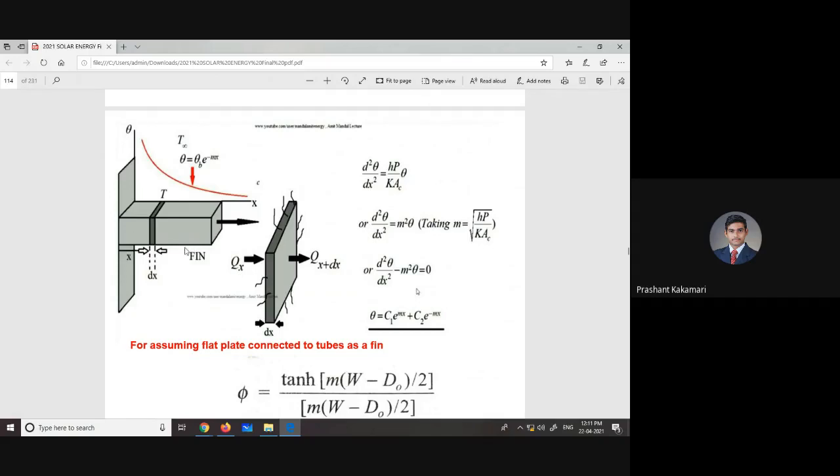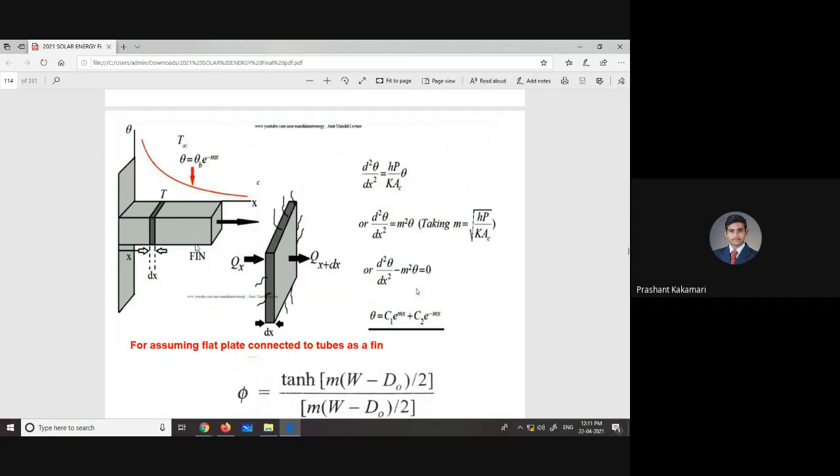With this fin, at the underside or the bottom side, the tubes will be connected with the bond, or it may be welded also. But in the problem, they have given bond material, so the tubes are attached continuously with the fin, the infinite length of the fin. With this, the tubes are connected here. So this concept is taken to analyze this flat plate collector.